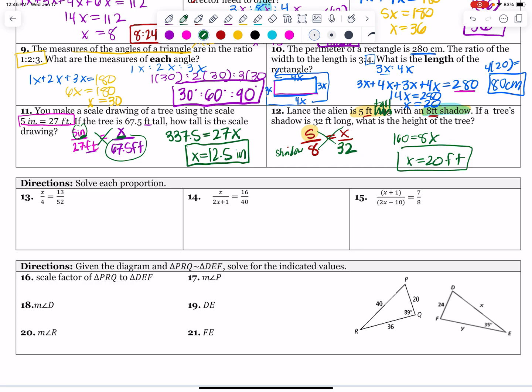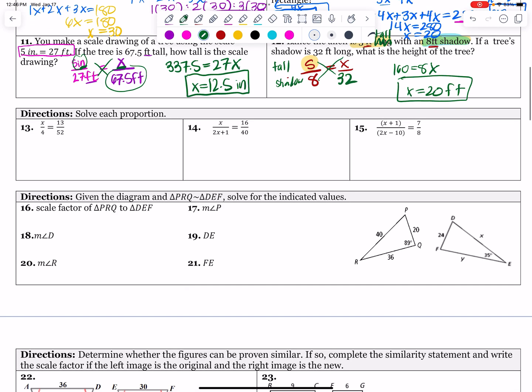I need to rewrite how this question is written. Lance the alien is 5 feet tall with an 8-foot shadow. So we're doing his height to his shadow. And so if the tree's shadow is 32 feet long, what is the height of the tree? So we're doing his height to the length of his shadow. So that is going to be 20.